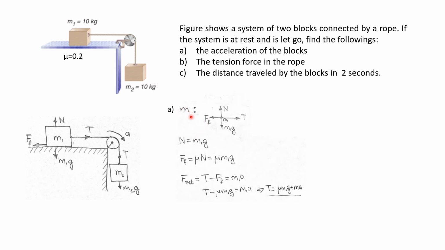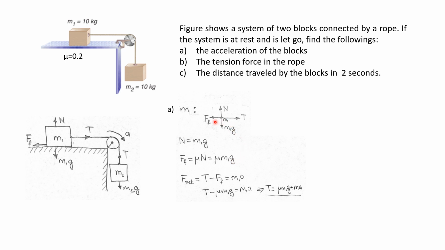So in the case of mass 1, you have the normal force, you have the weight, you have a friction force, and you have a tension force that's pulling it forward. The normal force is just equal to the weight, because the block is not moving up or down, so these forces have to be balanced. And if you recall, the friction force is equal to the coefficient of friction times the normal force. So the friction force becomes just mu times m1g.